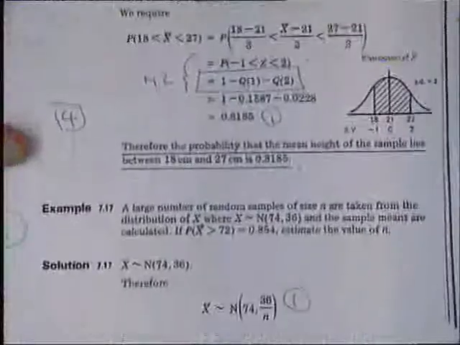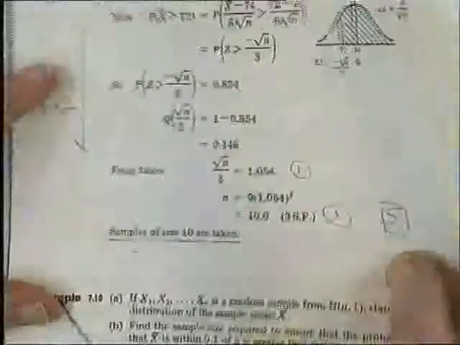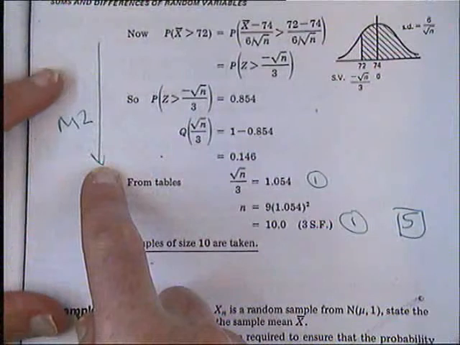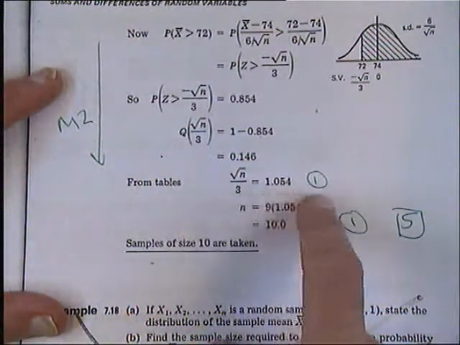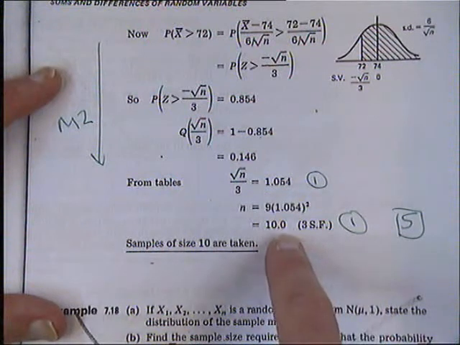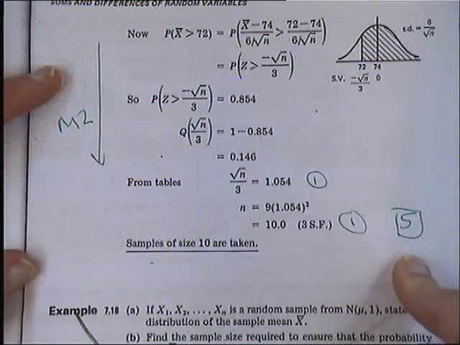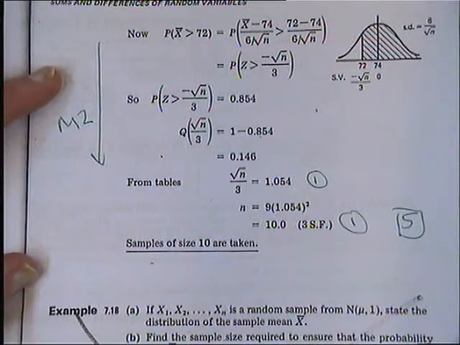The third question, again, there's 1 mark for stating the distribution of x bar. Turn over. There are 2 method marks. There's 1 mark for getting that number from the tables, and there's a final answer mark. And that was worth 5 marks, which then just leaves the 4th question.